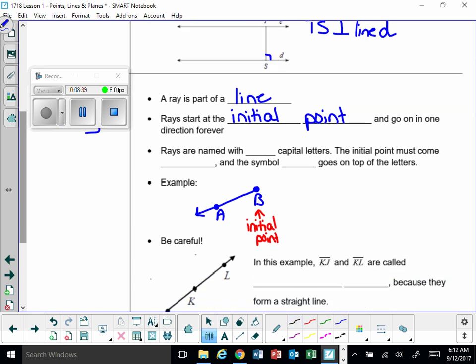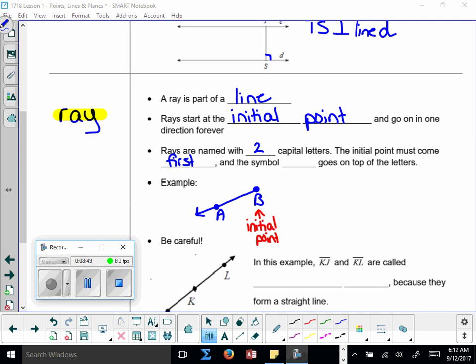Rays are named with two capital letters. The initial point must come first. And the symbol, which is a little baby ray, goes on top of the letters and always points to the right. So if I was to name this ray, I would have to start with B, because that's the initial point, then A, and put the little baby ray symbol pointing to the right.